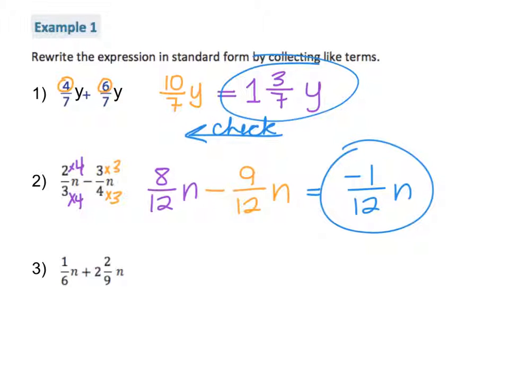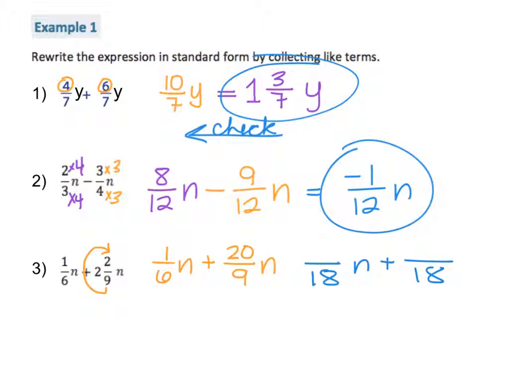For number 3, you're going to do the same thing, except remember, first we're going to have to change 2 2/9 into an improper fraction. So the problem we're really working with is 1/6 n plus 20/9 n. And my hint for you is our common denominator in this case is going to be 18. Please solve the problem, turn it into a mixed number, and then come back and check your answer.